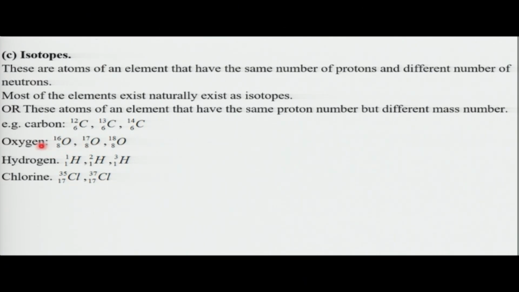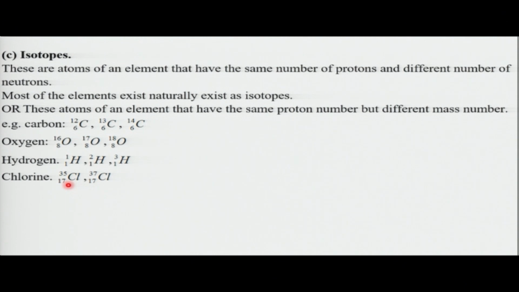Examples: we can have carbon-12, carbon-13, carbon-14. Oxygen-16, oxygen-17, oxygen-18. Hydrogen-1, 2, and 3. Chlorine-35, and chlorine-37. So those are examples of our isotopes.